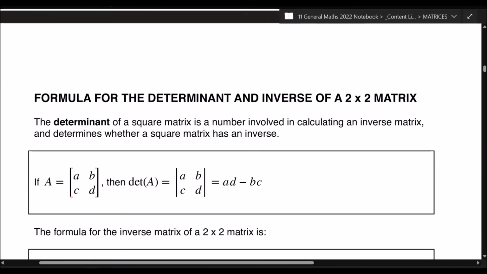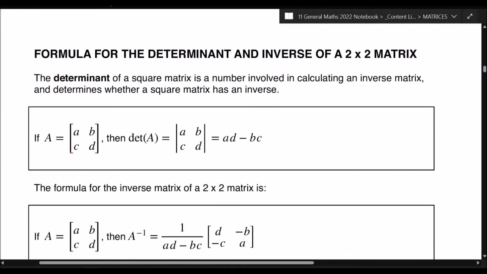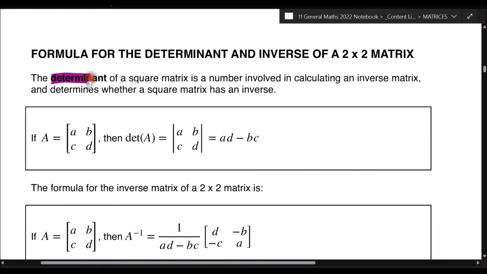Now, when it comes to finding the inverse of a matrix, there's a couple of things that we need to know. Firstly, we need to determine whether a matrix actually has an inverse or not, because not every single matrix, even though it's square, will have an inverse version of itself. Now, in order to do that, we use what we call the determinant. So you've got to find out the determinant of a matrix. So basically, the determinant of a square matrix is a number that is involved in finding an inverse. And again, it determines whether a square matrix has an inverse.